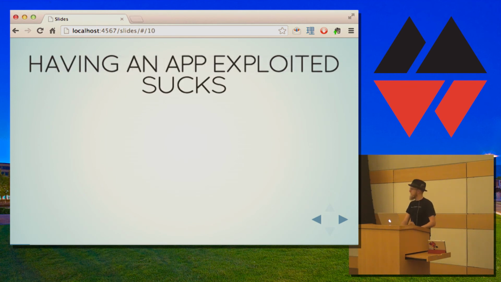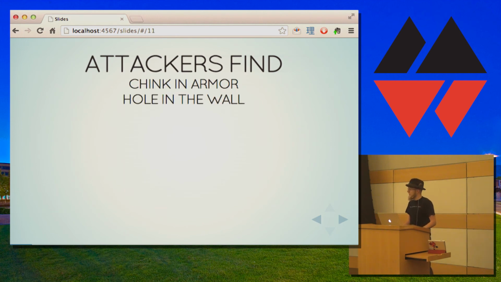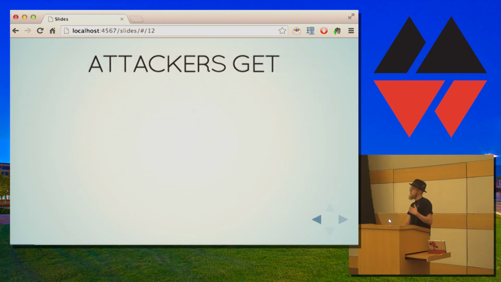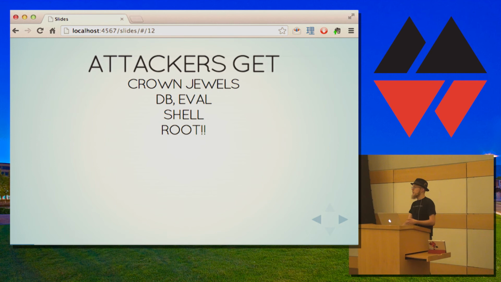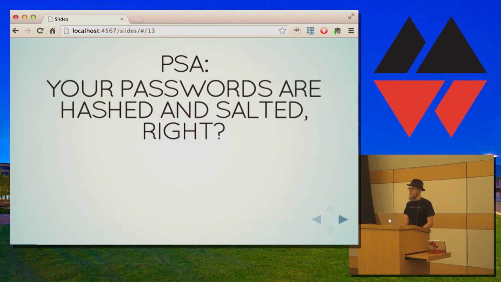All right, so exploits, they suck. Having an app exploited totally sucks. It ruins your day. Attackers find holes in your application, holes in your castle walls, cracks in your dams, various other analogies. It's kind of hard to explain. And when they do that, they end up getting access to all of your stuff. You get your secrets, they get access to your database, shell on your servers, root access, everything. And that sucks. Oh, as an aside, make sure that your passwords are hashed and salted correctly, because you don't want those to be unfortunately exposed.